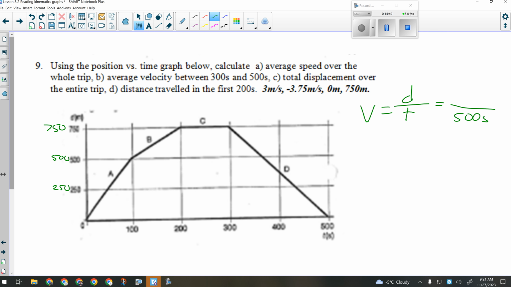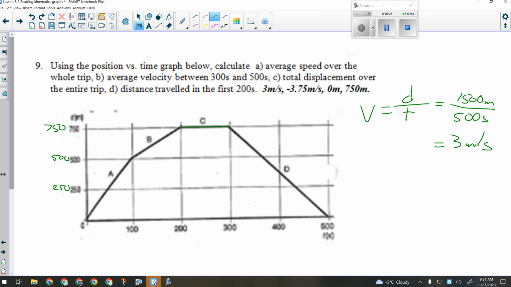Now I need to get the total distance. Does distance care whether the object goes forward or backward? No. So it goes from 0 to 750 here. Agreed? How far does it go here? Nowhere. It stays at a position of 750 meters for the next 100 seconds. And then it goes from 750 back to 0. So it went 750 and then another 750 for a total of 1,500 meters. 1,500 meters divided by 500 seconds is 3 meters per second. No vector on that because it asks for speed.